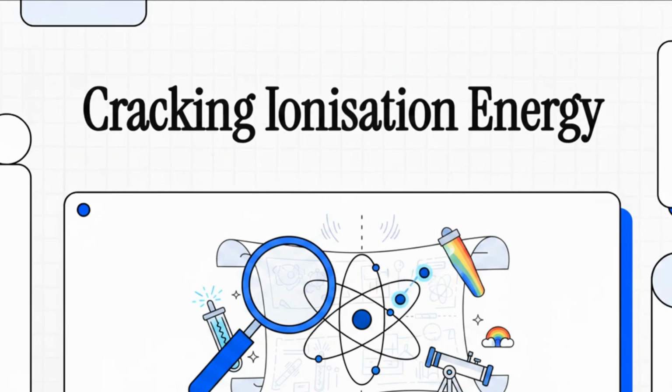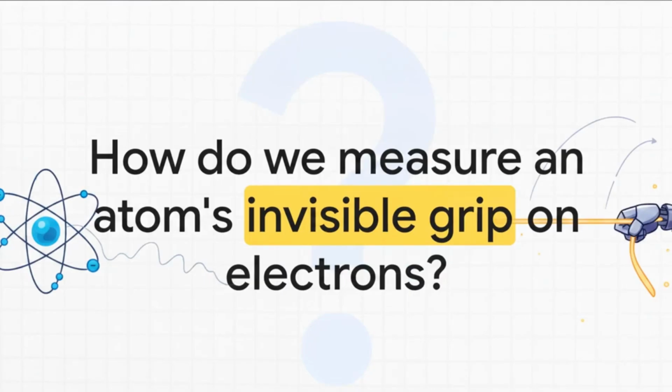Welcome to this explainer. Today, we're diving into what I like to call the ultimate atomic detective story. We're going to find out exactly how early chemists and physicists managed to map the invisible layers of the atom long before we had microscopes powerful enough to even dream of seeing them. So here's the fundamental question. How exactly do we measure an atom's invisible grip on its electrons when we can't even see them?